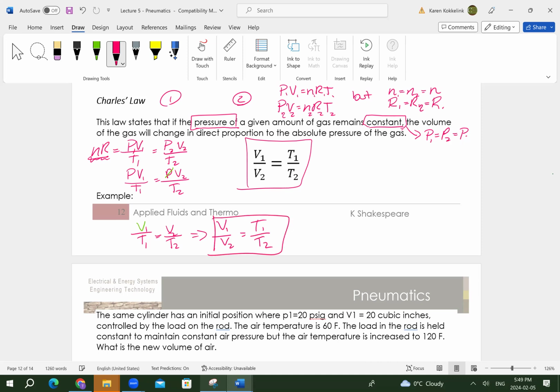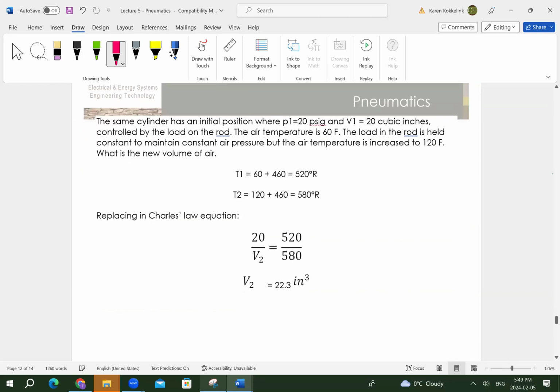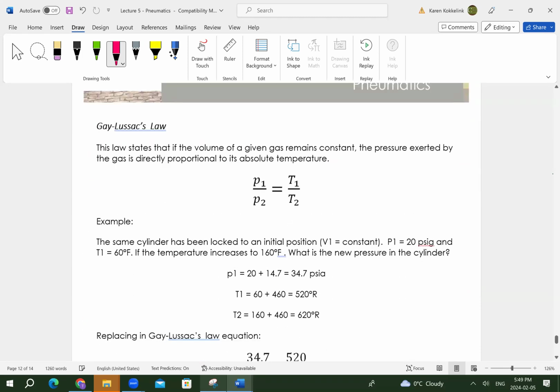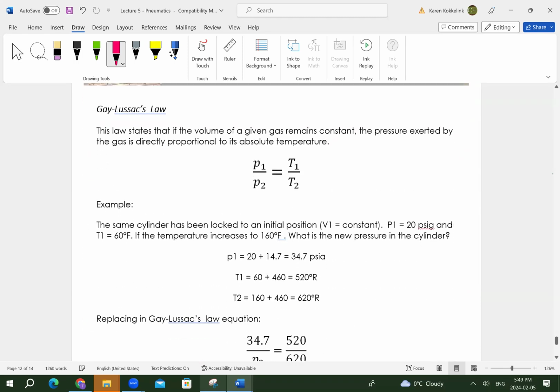So we have taken the ideal gas law at 1 and 2 and illustrated that when pressure holds constant, we get Charles' law. And we can do the same thing for Gay-Lussac's law. In this one, Gay-Lussac said that if the volume of a given gas remains constant, then we're going to get this relationship between pressure and temperature. So let's let V1 equal V2 in two positions, from 1 to 2.